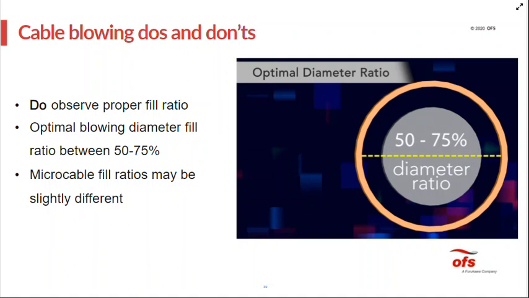We do recommend a lower limit of 50% because if the cable gets too small inside the duct, there's just a better chance, higher probability that you could potentially buckle the cable inside the pipe. So 50 to 75% is the optimal range for diameter ratio for blowing installations.